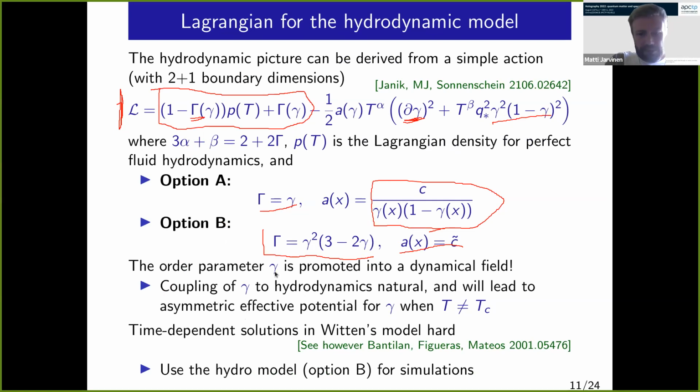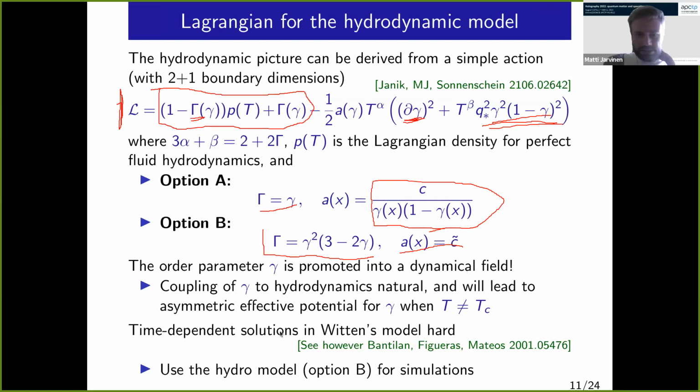So this order parameter gamma, which was just obtained in this fit, is in this Lagrangian promoted into a dynamical field. And this coupling of the gamma to the hydrodynamics, which is included in this term, also turns out to be natural, and it will lead to an asymmetric effective potential. Or the coupling to hydrodynamics will just give you an asymmetric effective potential for gamma when the temperature is close to Tc, apart from the symmetric term, which is already included in the action.